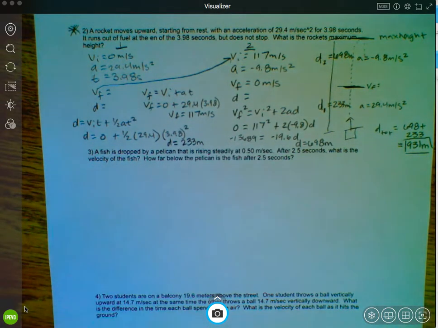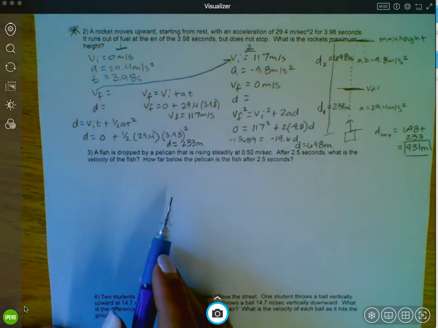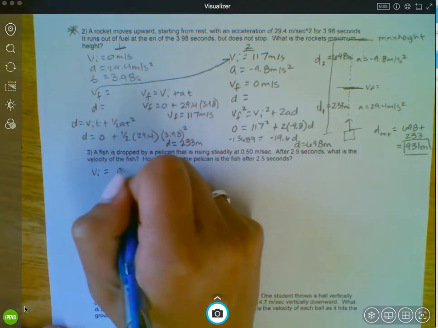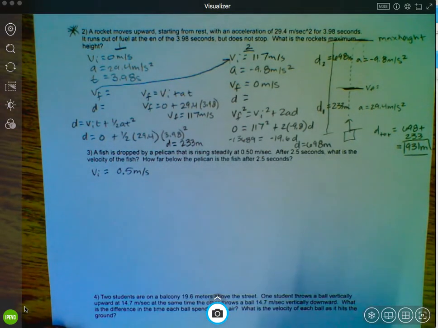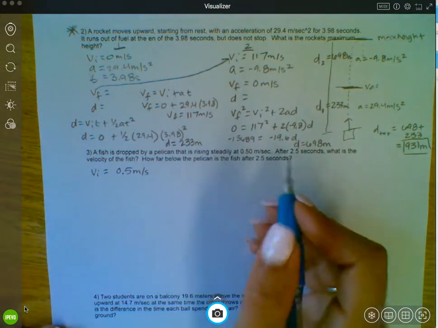And then we didn't get to number 3 or 4, so I'm just going to do both for you here. A fish is dropped by a pelican that's rising steadily. So we have an initial velocity of 0.5. That's how fast the fish and the pelican are together, moving upward with that speed.